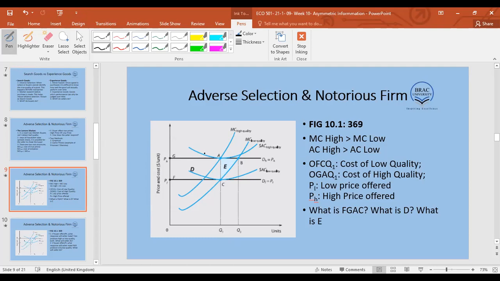And his average cost will be this one now. Average cost of high quality. So he breaks even at A. How does he break even? Buyer has offered this high price, this rectangle. Seller receives that as revenue. He doesn't make any profit. He just breaks even. Just like the previous case, when I was offering low price, equilibrium was at C. So I was operating at a low cost. This is my average cost. I break even at C.